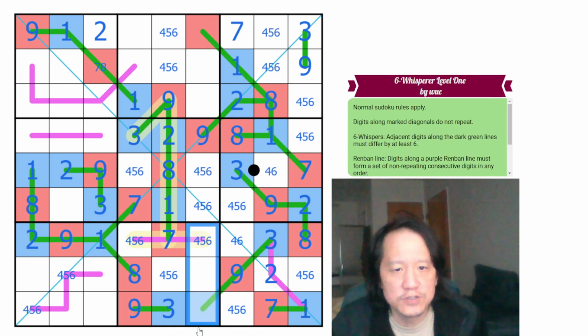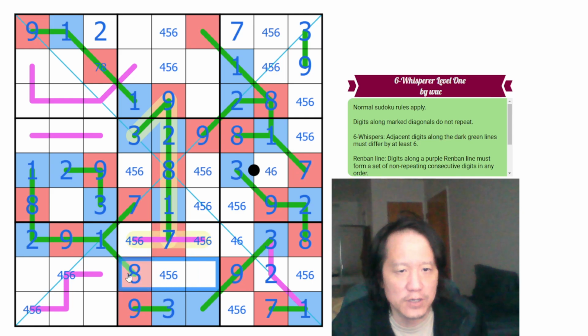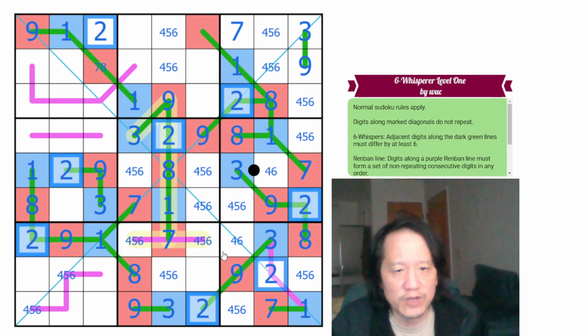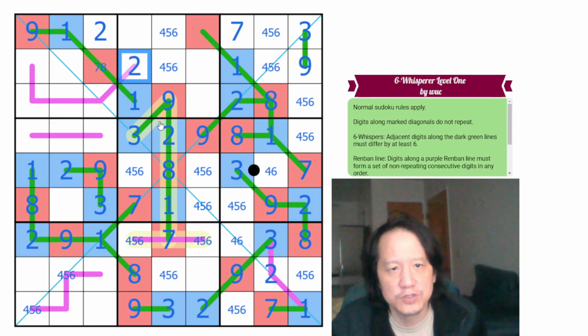Where is the 2 in box 8? It cannot be here. It cannot be any of these cells, therefore it must be here. So this is a 2. Which means we have 8 2's now, which means we can figure out the last one. It has to be here. So this is a 2.